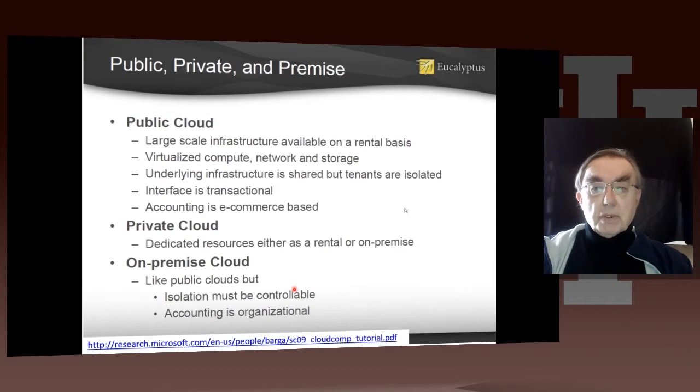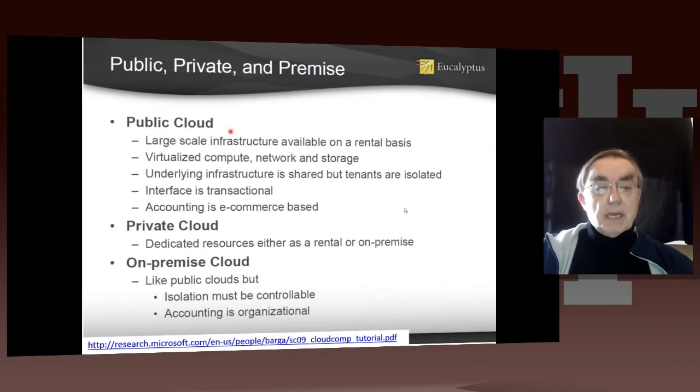Here we have a little more discussion about what public and private are. Private clouds are dedicated resources which are either on-premise, or a private cloud can be part of a large public infrastructure, but just isolated so that it becomes effectively private. So it's a private component of a public infrastructure. But if it's on your own premises, you can take your university computer center and build it as an on-premise cloud.